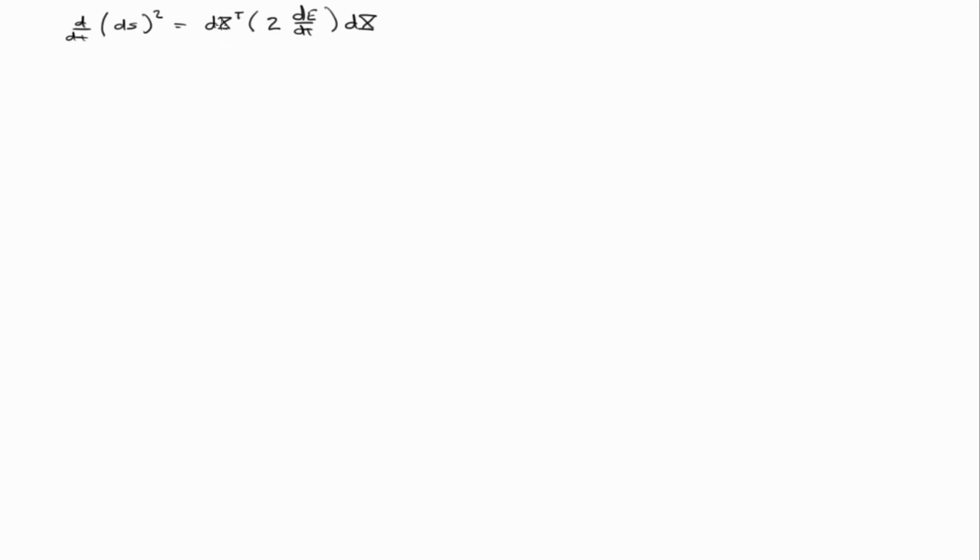Right? And we also derived, just now, that d/dt ds squared is equal to dx transpose 2D dx, right? So since the left-hand sides are equal, the right-hand sides must be equal, okay?